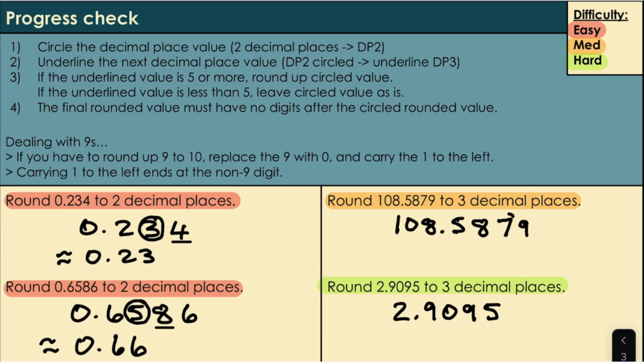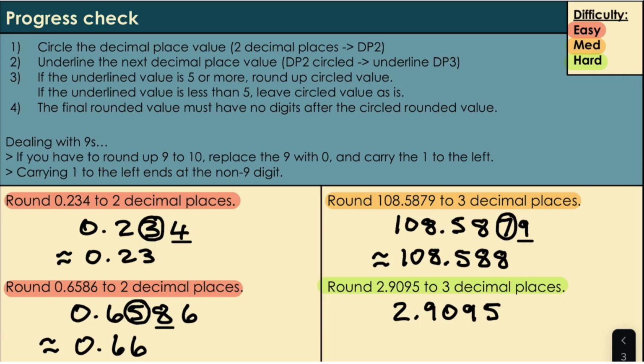Next example, 3 decimal places. We circle the third decimal place, the 7. We underline the 9. 9 is more than 5. We must round up. So this value is approximately 108.58, and we raise 7 by 1, 8.